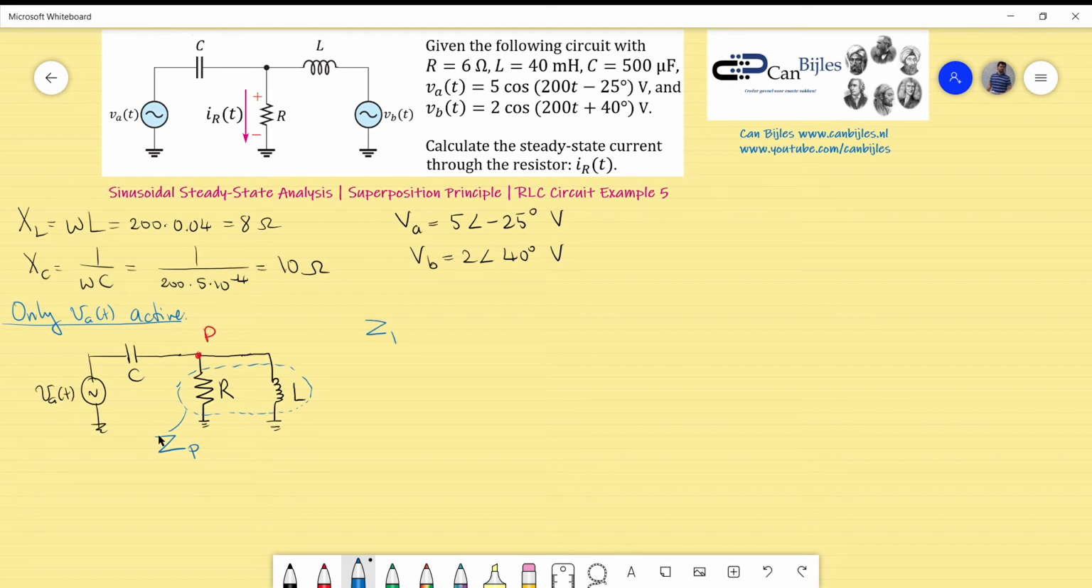So Z of P is equal to the parallel combination of R and the reactance of the inductor. That will result in j times R times X of L divided by R plus j X of L.